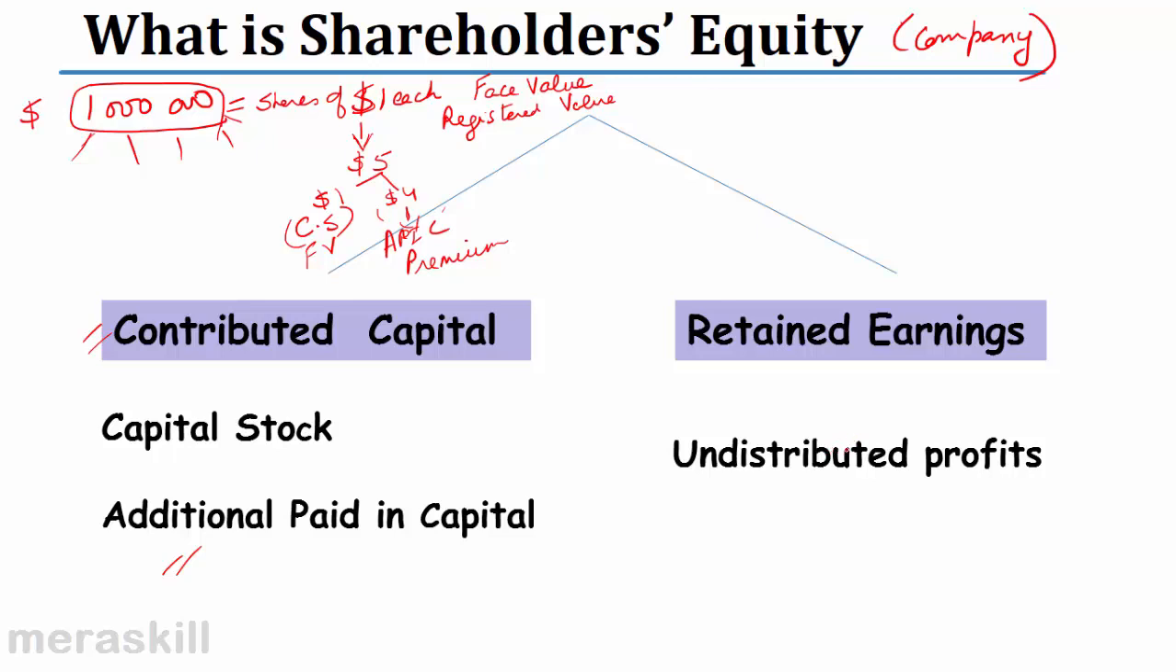So the shareholders' equity in a company form of business consists of contributed capital and retained earnings. Contributed capital has the face value and the premium, the capital stock, and the additional paid in capital. Any amount paid above the face value to the company is called additional paid in capital.